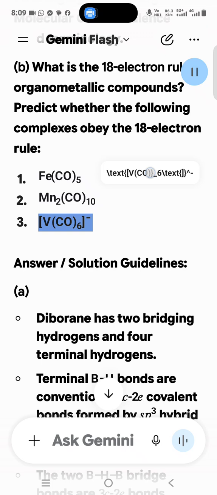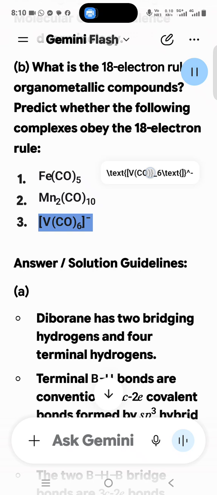Diborane has 2 bridging hydrogens and 4 terminal hydrogens. Terminal B–H bonds are conventional 2c-2e covalent bonds formed by sp³ hybrid orbitals of boron and 1s orbitals of hydrogen. The 2 B–H–B bridge bonds are 3c-2e bonds, banana bonds, where 1 electron pair is shared across 3 atomic centers, B–H–B, reducing electron repulsion and stabilizing the electron-deficient monomer BH3.